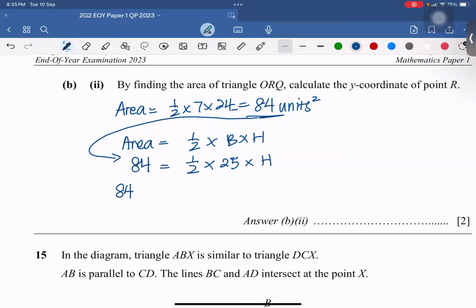Quick. Times 2. Times 2. Well done. Divide by 25. Correct. Thank you very much for answering the question. So in this case, we times 2 divide by 25. Height equals the number 6.72.